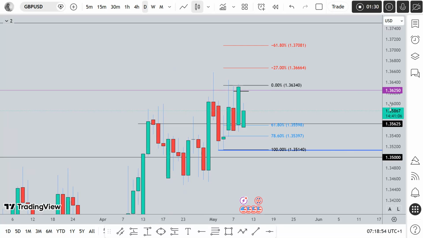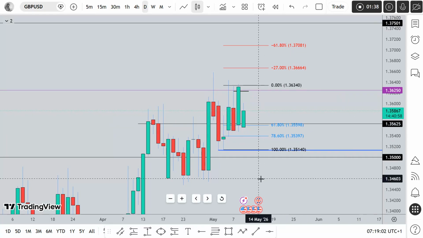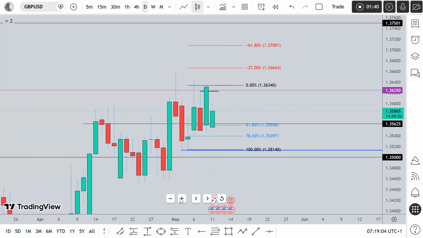But right now the market just opened. It's a Monday morning, very early on Monday morning, like it's just 7 a.m. The market hasn't really found its feet yet. So the best thing to do is to be patient and wait and see how the market trades.